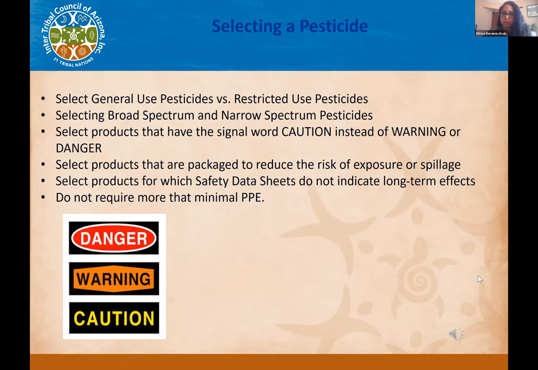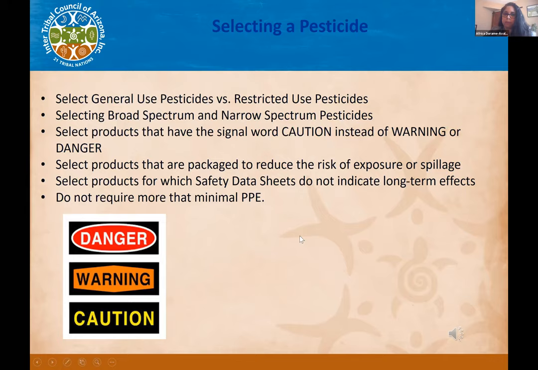RUPs will state restricted use on the product label as required by the EPA, and they may only be purchased and used by certified pesticide applicators or people under their direct supervision. Another thing to know is that RUP applicators working in Indian country do need to be federally certified to apply RUPs, and they need to be certified through the EPA region that they are covered under.